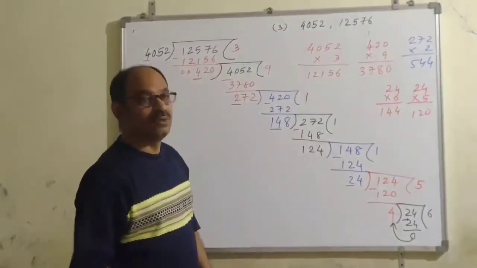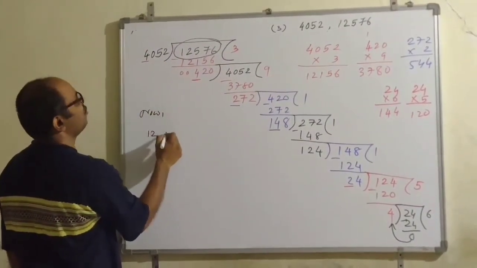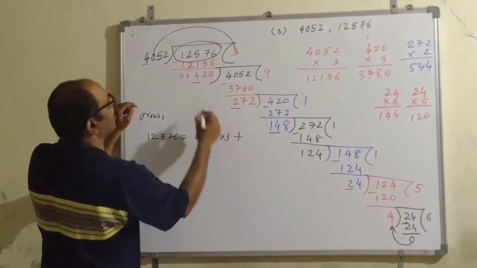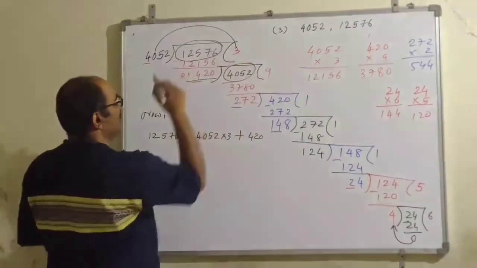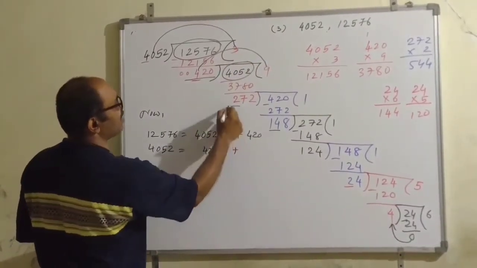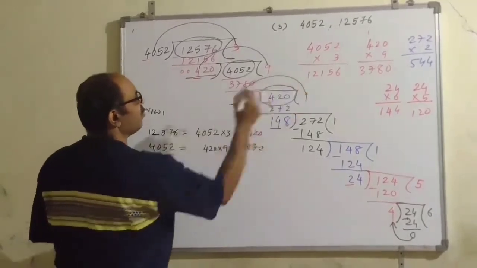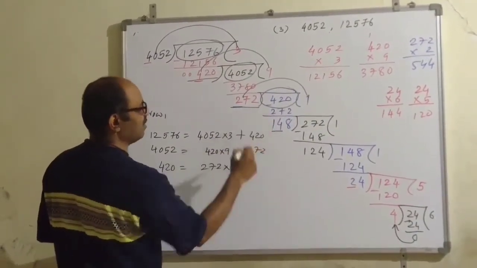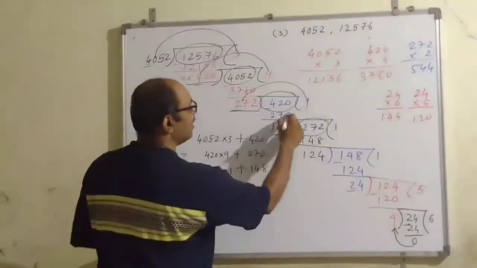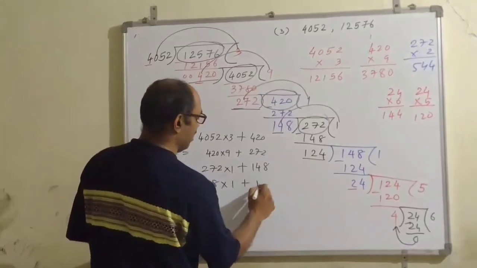But we'll have to express this in Euclid's algorithm form. Yeah, Euclid's division lemma. So what is the first dividend? 12,576 is equal to divisor 4052 multiplied by 3 plus the remainder 420. Second, 4052 is dividend, divisor 420 into quotient 9 plus the remainder 272. Third division, 420 is the dividend, divisor 272 into quotient 1 plus 148. Correct? Next division, 272 is 148 into 1 plus the remainder 124.